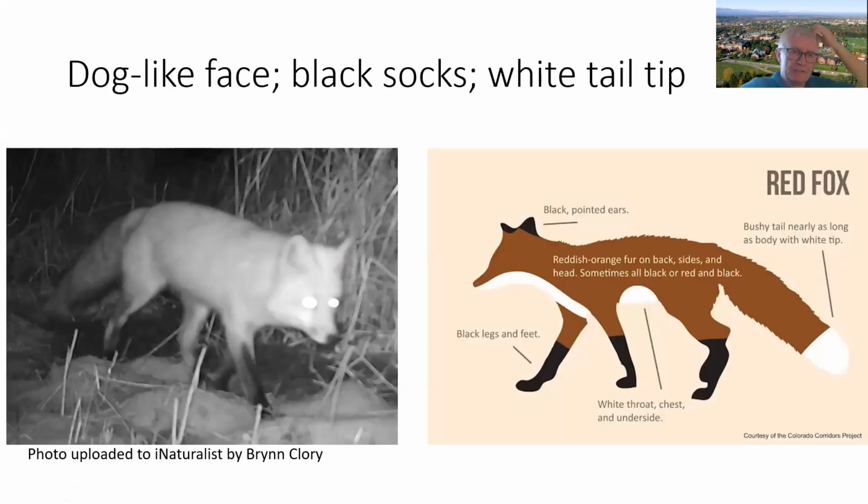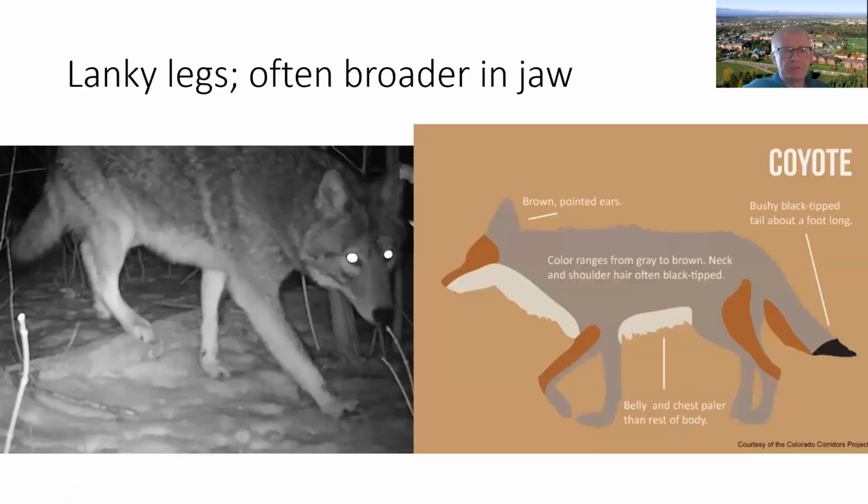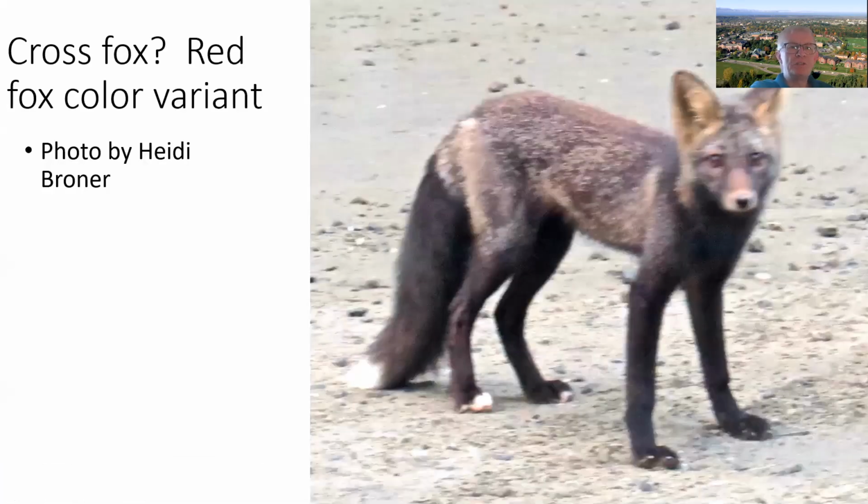And then this is our coyote, right? So they have that broader jaw. It's a much broader face than either of the other two, and the tail is proportionally shorter. So there you go. All right, we do get some color variation, and this is one from iNaturalist.